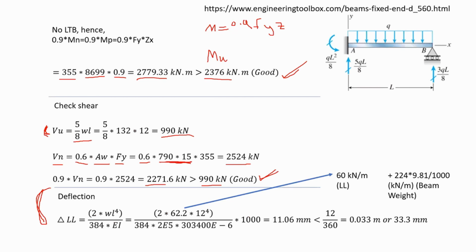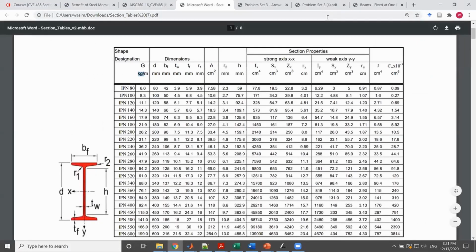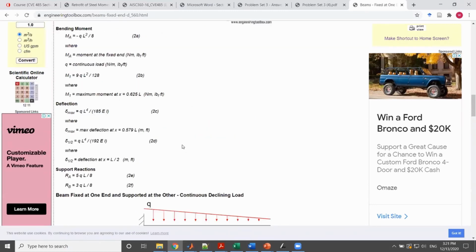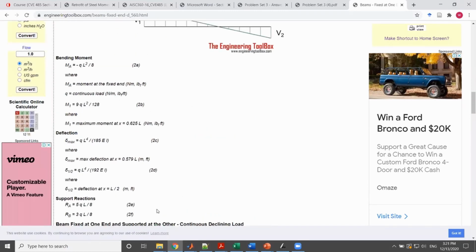All right, let's see. So what is the deflection for such a case where you have a beam that has a fixed end and a roller support in here? Now again, I'm making use of this website to make things short.